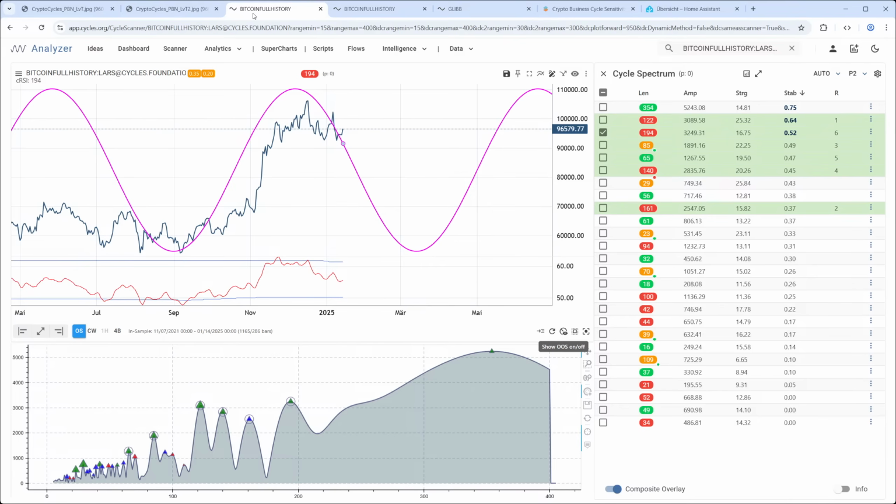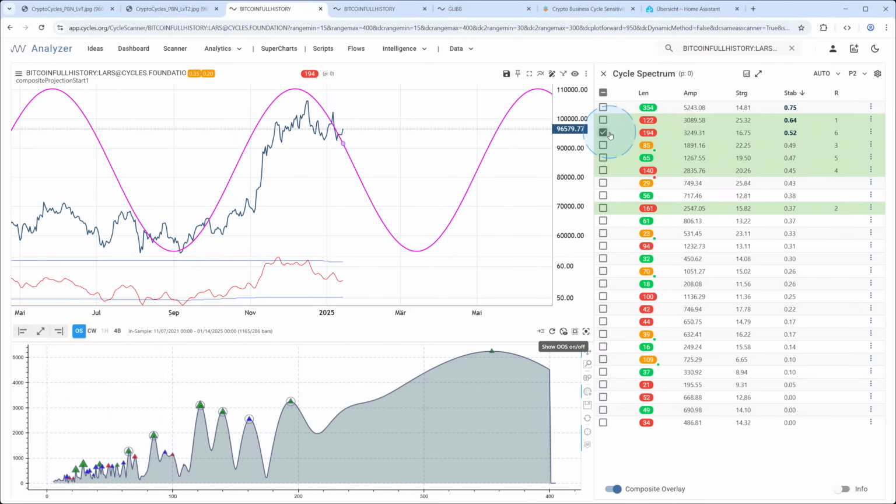And that's why I'm saying it's often important: you don't need to update this every day because the forecast might not change so much here. So what do we see here on the screen? We have a cycle with a length of 194 days. The analysis was done on the 14th of January at the time we did the Bitcoin Live workshop. The cycle spectrum shows us the cycle with a length of 194 days.